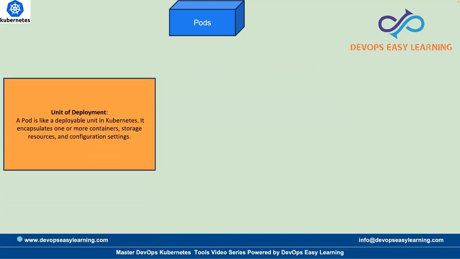Now, unit of deployment, what does it mean? A pod is a deployable unit in Kubernetes. It encapsulates one or more containers, storage resources, and configuration settings. So imagine a pod just like an envelope, and inside that envelope, you might have one or more containers.